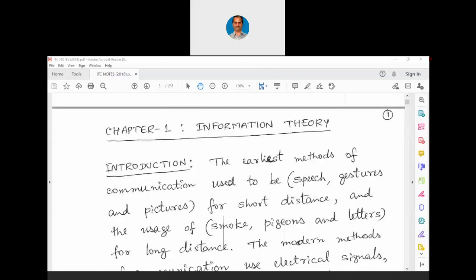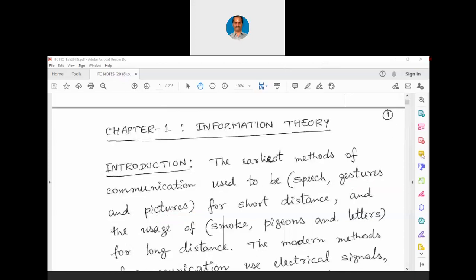So let us start. The earliest methods of communication used to be speech, gestures, and pictures. In general, we speak with each other, or we use visual hand gestures or sometimes facial gestures. A smile itself is one facial gesture, or else we communicate through pictures. That used to be the method of communication, and that was for a short distance.